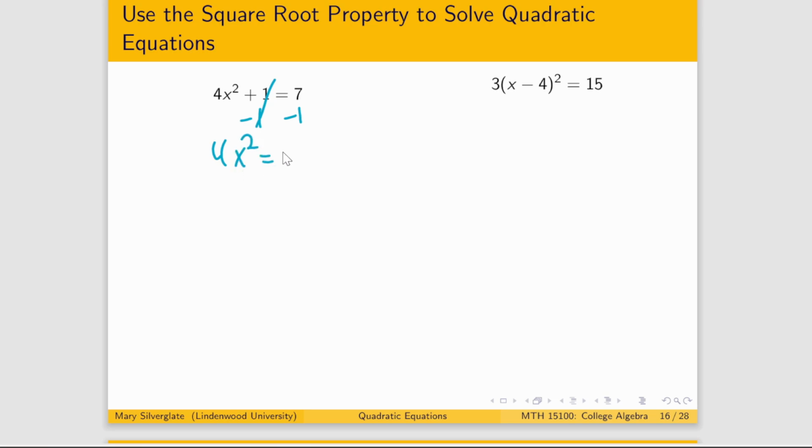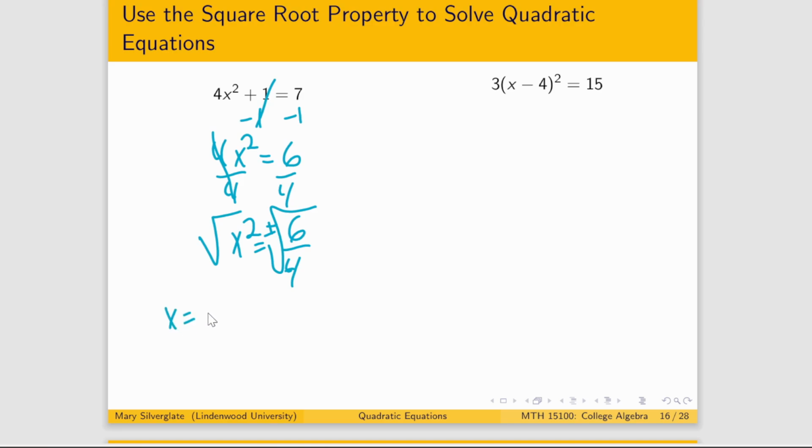I'm left with 4x squared is equal to 6. Then I still have this 4 hanging out front, and I don't want him. So I undo multiplying by 4 by dividing both sides by 4. So I'm left with x squared is equal to 6 over 4. And even though normally I would say you should probably simplify your fraction, I'm actually going to encourage you not to until the end, because now I undo this with a plus or minus square root.